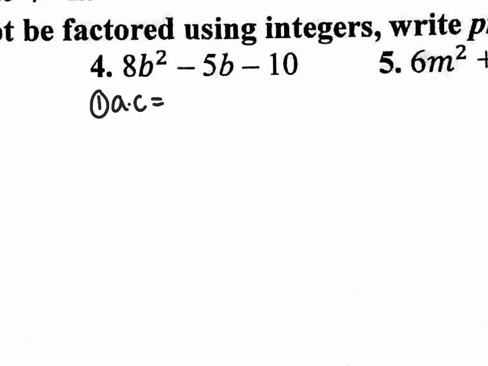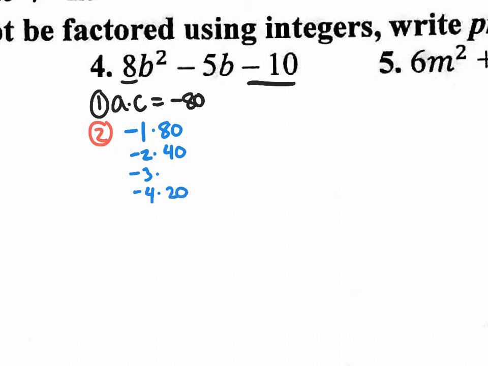And what is 8 times negative 10? Negative 80. Okay, so now we need to think of the multiples. Step 2, think of the multiples of negative 80. I always start with 1 or negative 1. Negative 1 times 80, negative 2 times 40, negative 3 times nothing, negative 4 times 20, negative 5 times 16.